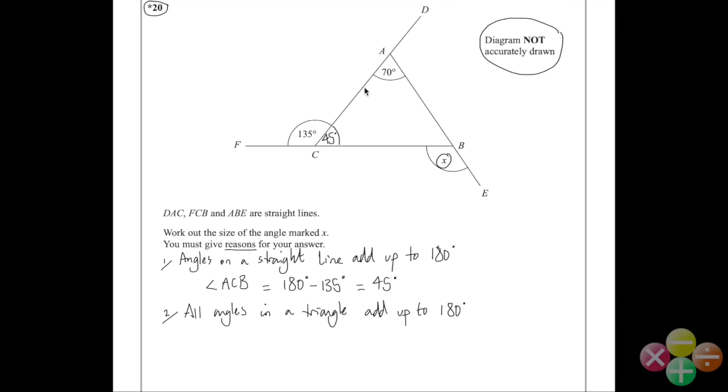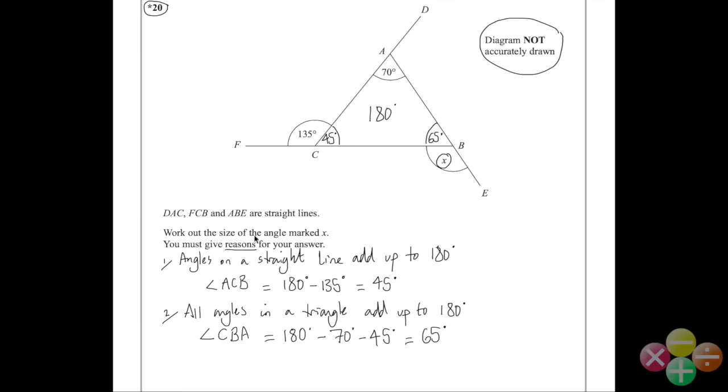So angle CBA, so this angle here, well, I know that we've got 70 and 45, and altogether the three of them will add up to 180. So what I need to do is I need to do my 180, take away the 70, and take away the 45, and it will leave me 65 degrees, which will be this angle, because 65 plus 45 plus 70 gives me my 180 degrees inside my triangle.